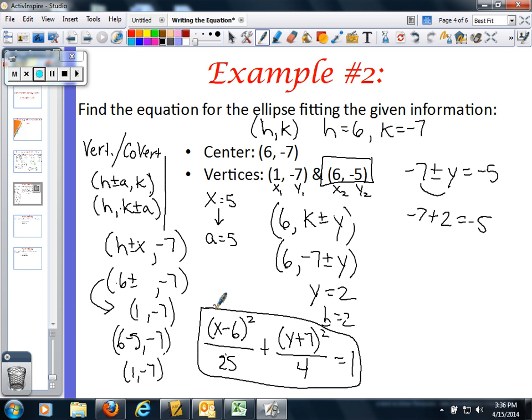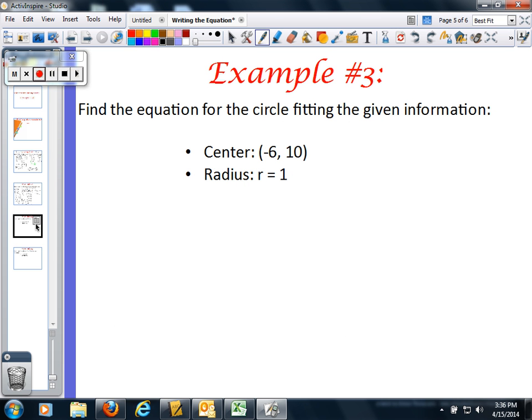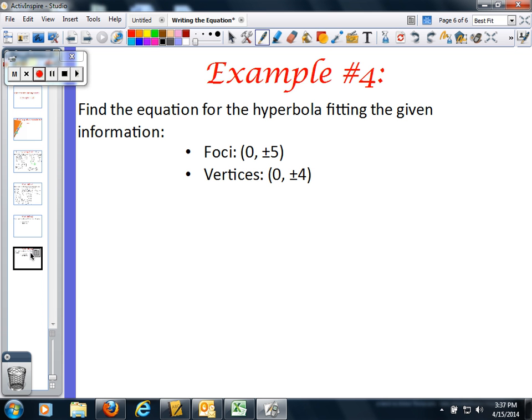So, you guys are responsible to do the circle. I want you to try it. Give it your best shot, okay? I don't want anybody coming in with a blank paper. So here's the information for the circle. Find the equation of the circle fitting the given information. You have a center at negative 6, 10, and a radius of 1. Circles should be fairly easy. And then you have the equation for a hyperbola fitting the given information. You have that the foci is at 0 plus or minus 5. And you have the vertices are at 0 plus or minus 4.